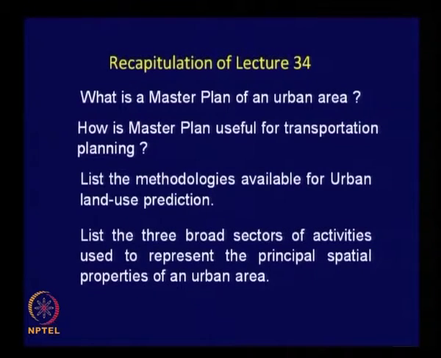And you need to list the 3 broad sectors of activities used to represent the principal spatial properties of an urban area, obviously as per Lowry's principle. What are the 3 broad sectors of activities taken or considered as the basis for modeling by Lowry? Yes? No response?